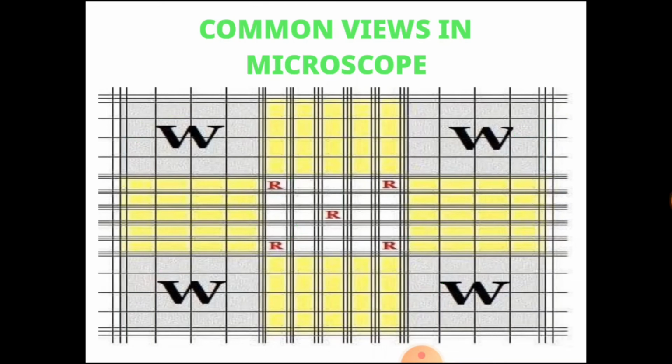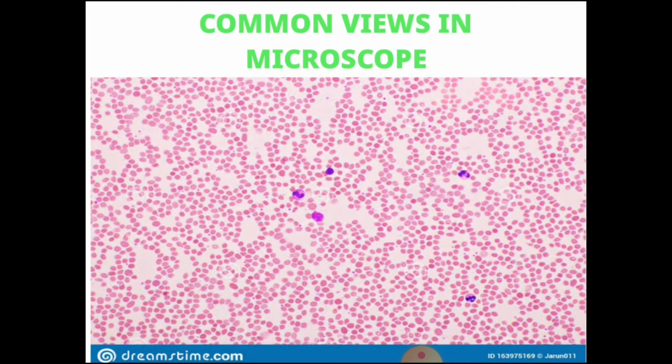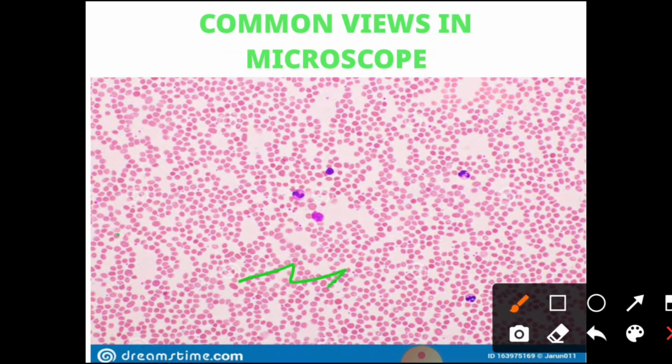This one is the view of Neubauer's chamber by compound light microscope. This picture is showing RBCs. These are RBCs, homogeneous structures, and WBCs, these violet colored ones. This one is a WBC, this one is a WBC.